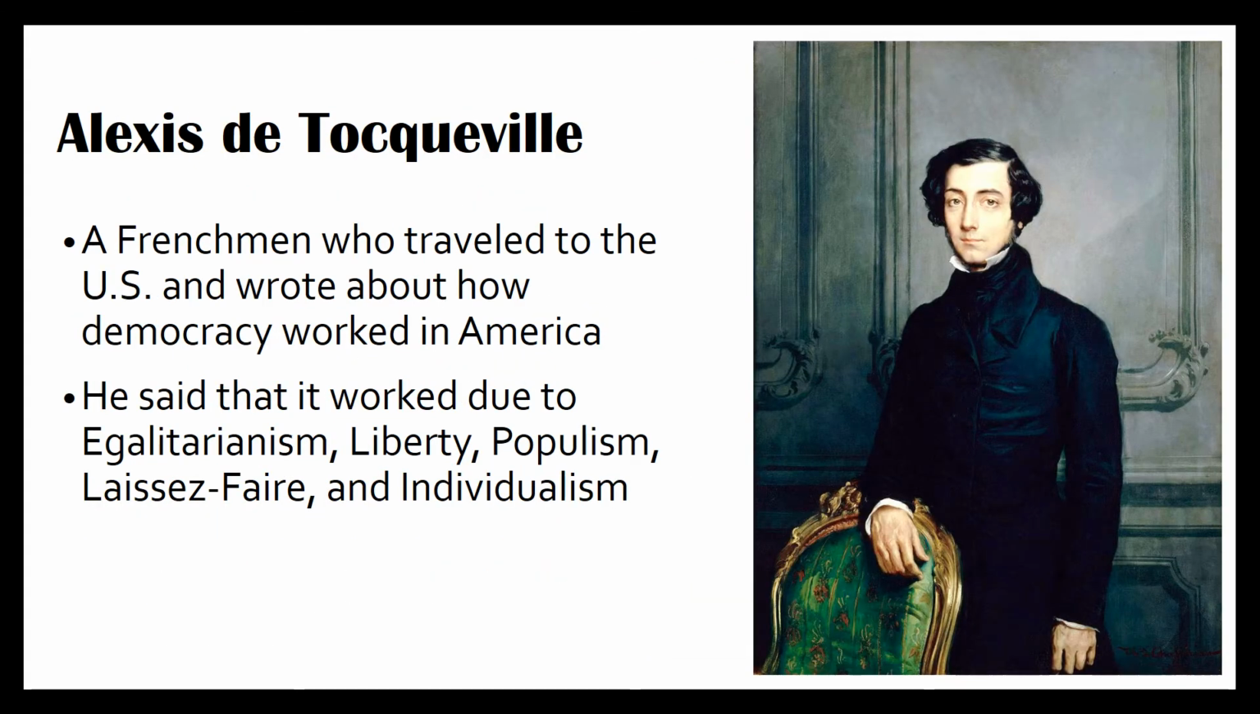Alexis de Tocqueville. He was a Frenchman who traveled to the United States and wrote about how democracy worked in America. He said that it worked due to egalitarianism, liberty, populism, laissez-faire, and individualism. So the reason why Alexis de Tocqueville came to the United States was they were trying to figure out how to make democracy work in France. And so they sent him here in the 1830s to observe and see why everything was working. And he said that it worked because of these 5 principles: egalitarianism, liberty, populism, laissez-faire, and individualism.